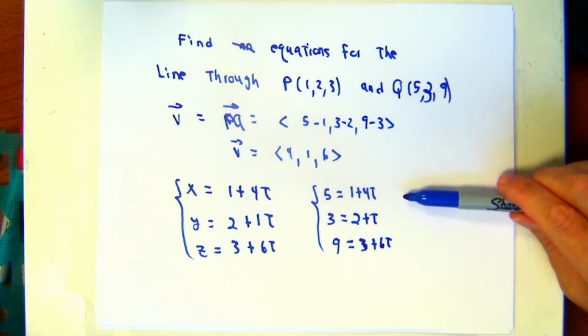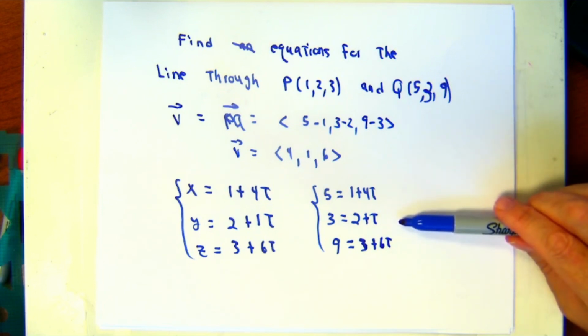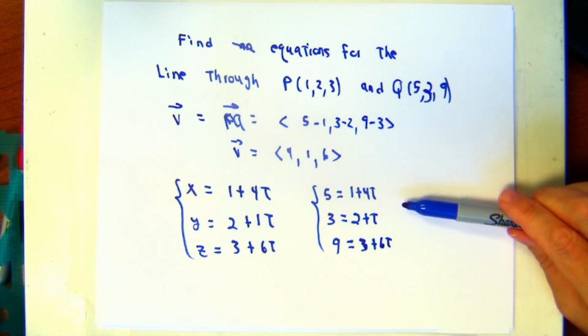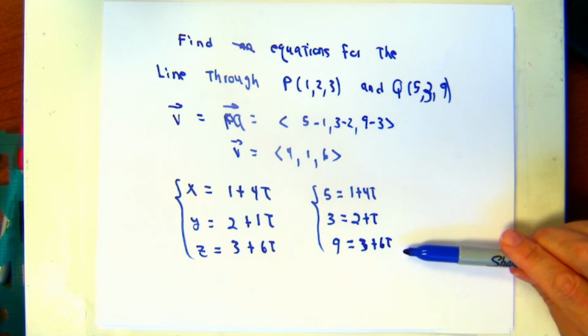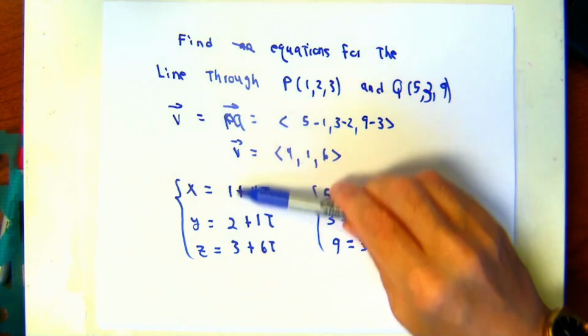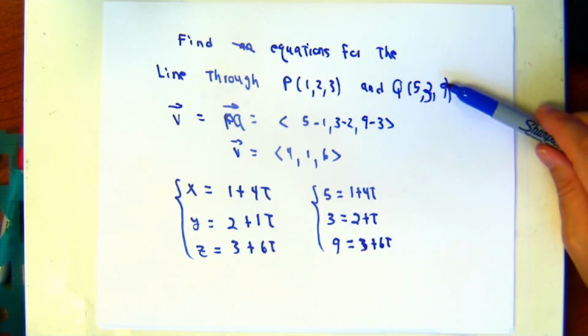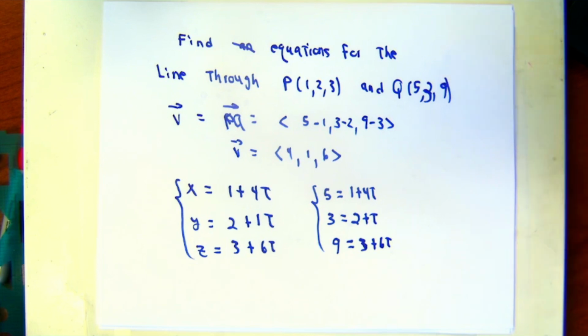The top equation obviously says 4 equals 4t, so t needs to be 1. The second equation says 3 minus 2 is 2 plus t minus 2, so 1 equals t, t equals 1 again. That matches with the first equation. The third equation says 6 times t must equal 6, meaning t equals 1. If you make t equal to 1 in these formulas, you get point Q back, just as you should.